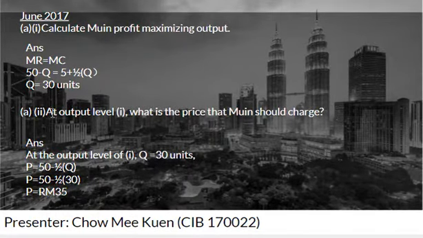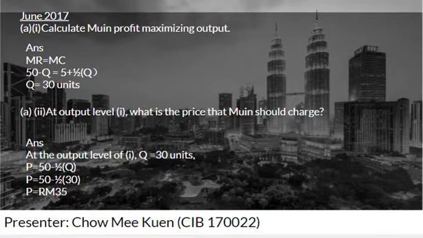So second question, at the output level on the first Roman, what is the price that Moen should charge? So at the output level of the first Roman, which is Q = 30 units, we just substitute this 30 units into the equation of the price function. So we can find that the price is equal to 35 ringgit.